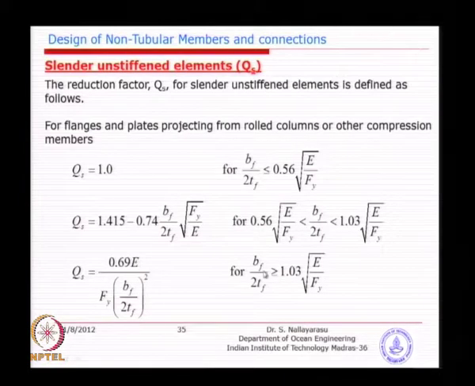And then between 0.56 and 1.03, the value of E by Fy is constant anyway, which is going to produce around 28, depending on the yield strength of the material, and the QS value takes this kind of form, an empirical form. So, you have to be careful.